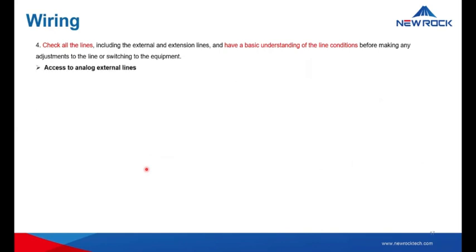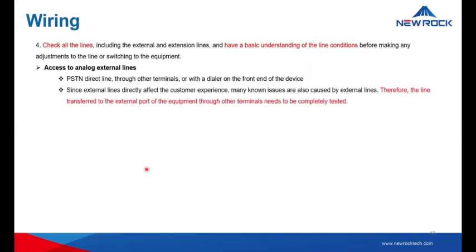First is the analog external lines. You need to check the PSTN and direct line, whether it goes through other terminals, or is connected with a dialer. As much as possible, we need to refrain from using any external devices, because generally it will affect the customer experience, and we have known issues where some external lines have this effect on the system. In general, we recommend not using unnecessary external devices.